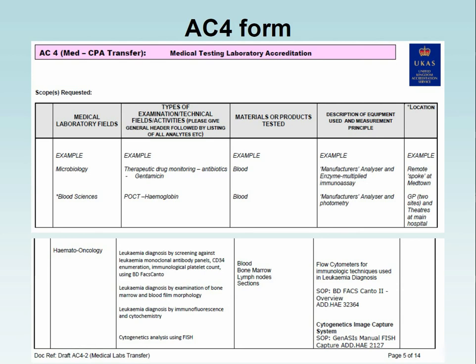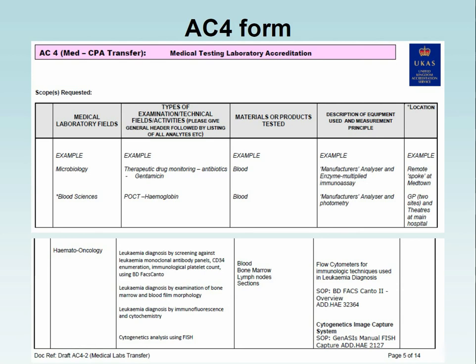And towards the bottom here you can see this is what we entered for hemato-oncology. Leukemia diagnosis by screening against leukemia monoclonal antibody panels. CD34 enumeration, immunological platelet counts using a BD FACScan total flow cytometer. Leukemia diagnosis by examination of bone marrow and blood film morphology. Leukemia diagnosis by immunofluorescence and cytochemistry. That summed up the flow lab. Nice and succinct, we thought that did the job quite well.